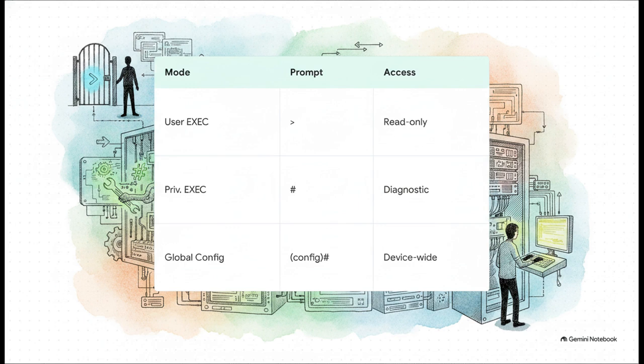But when you type enable, you level up to privileged EXEC, and boom, the prompt changes to a hashtag. This is your full diagnostic access. And when you actually need to change device-wide settings, you enter global config by typing configure terminal, and your prompt shifts to show config in brackets.